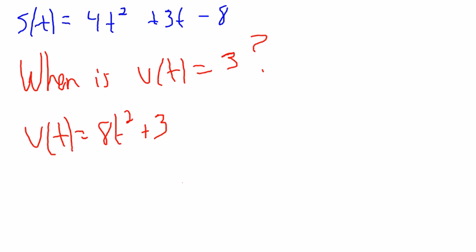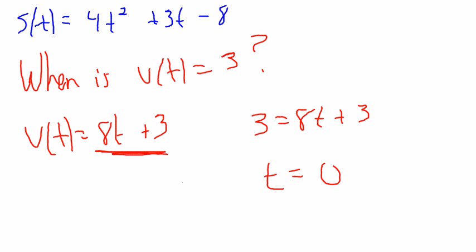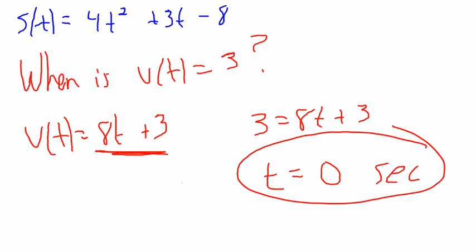So the next question asks when is instantaneous velocity, which is v of t, equal to 3 inches per second. So I simply take this function right here and set it equal to 3. So that's really easy to solve. Oops, that's not supposed to be squared, 8t plus 3. So 3 equals 8t plus 3. Take the 3 away, divide by 8, I get t equal to 0. I should include units, seconds. That's that.